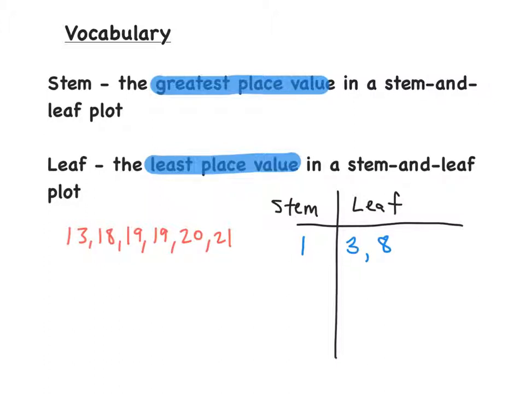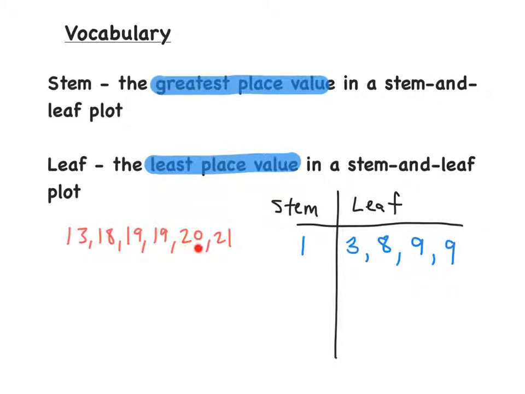We have two 19s, but we have the stem of 1 and the stem of 1, that's already there. So I'll put comma 9, comma 9. So this is showing that it's a 19 and another 19.